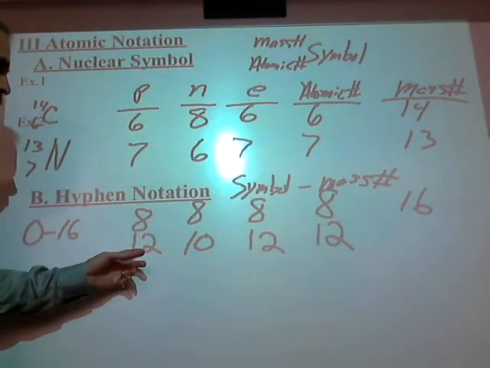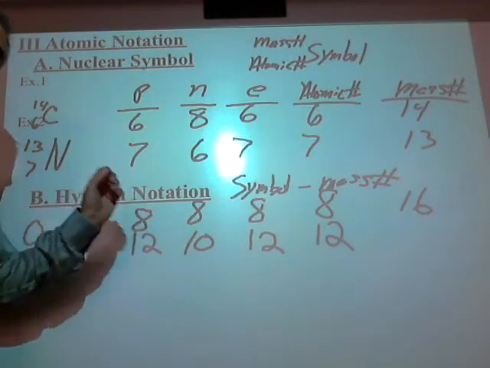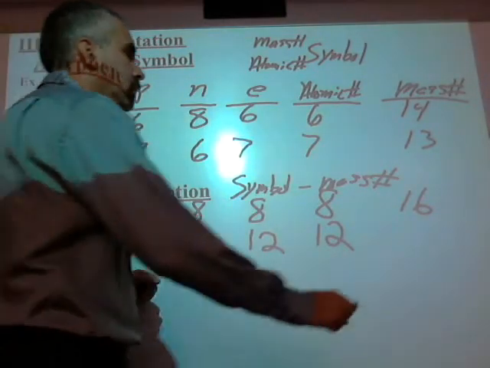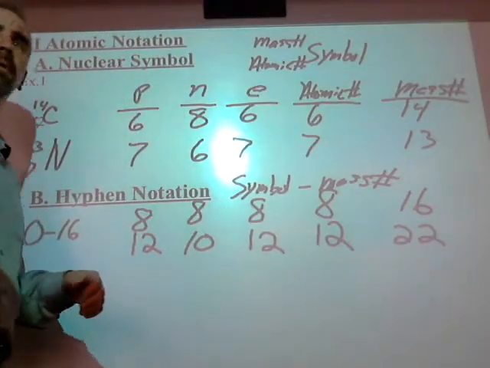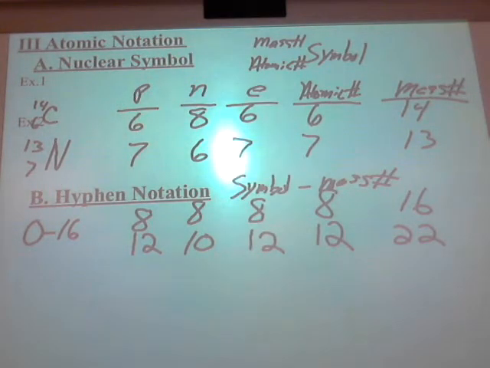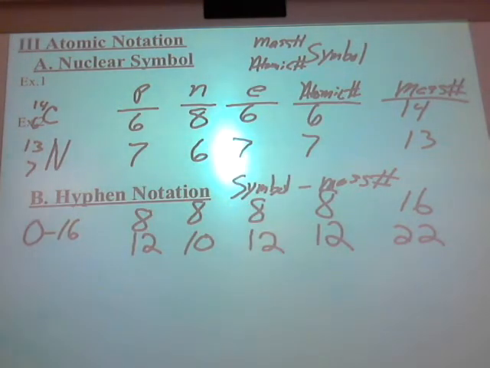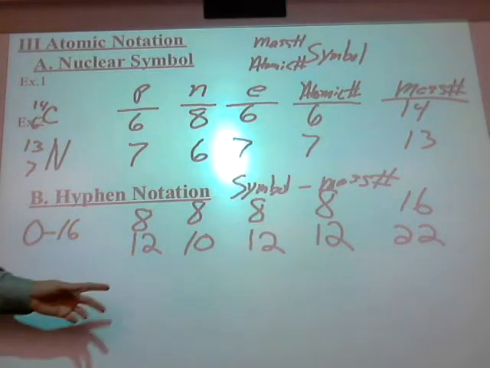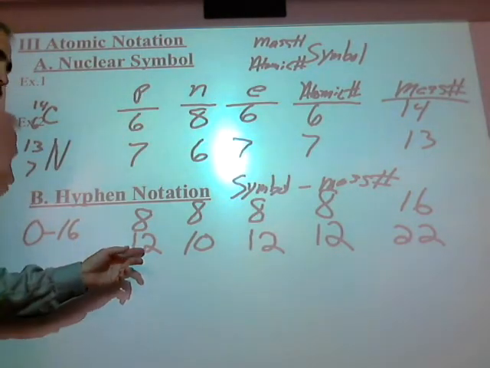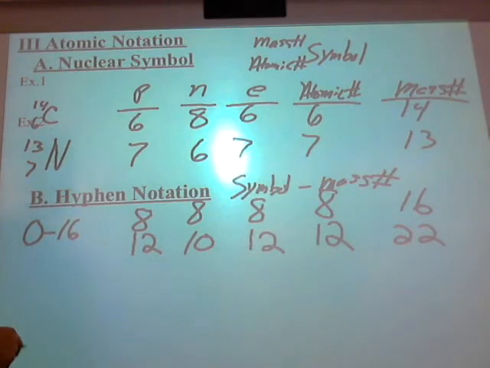If he has 12 protons and 10 neutrons, what is his mass number? 22. Add them together. Got it? And his symbol, I got three numbers up here, 12, 10, and 22. Which one actually tells me the identity of the element? The number of protons, or the atomic number, which is 12. And if you look at the periodic table, that is magnesium.